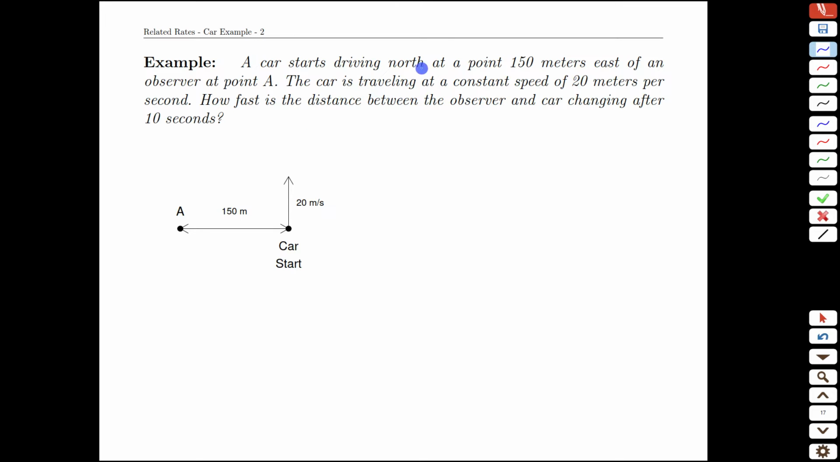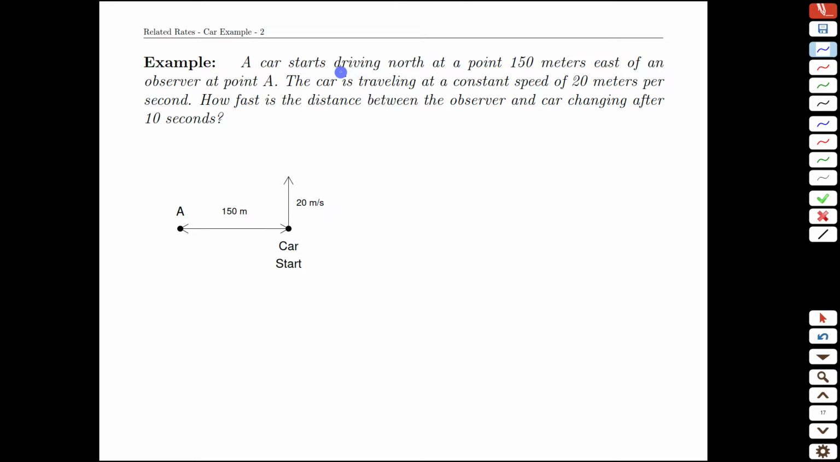Related rates problems are typically word problems. The best way to get good at these is to practice them, so we're going to work through a series of examples and show how the skills that we learned earlier with implicit differentiation apply to these scenarios. Let's take a look at the example in front of us here.